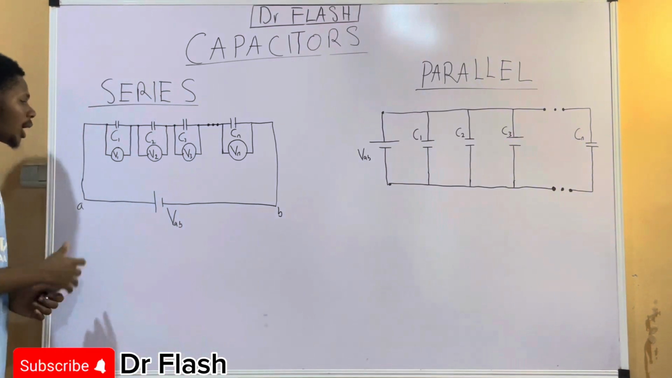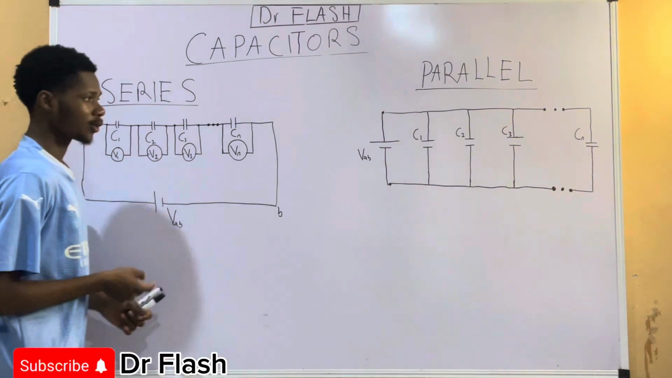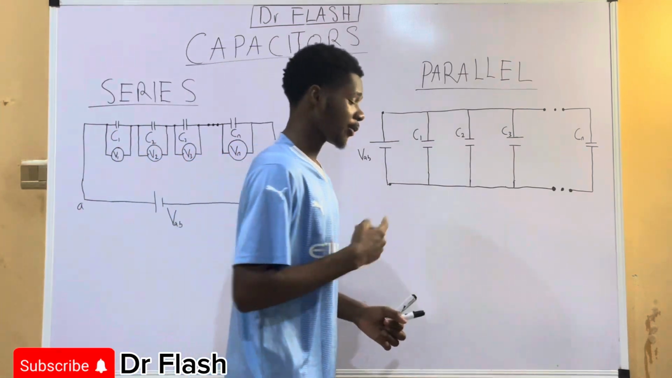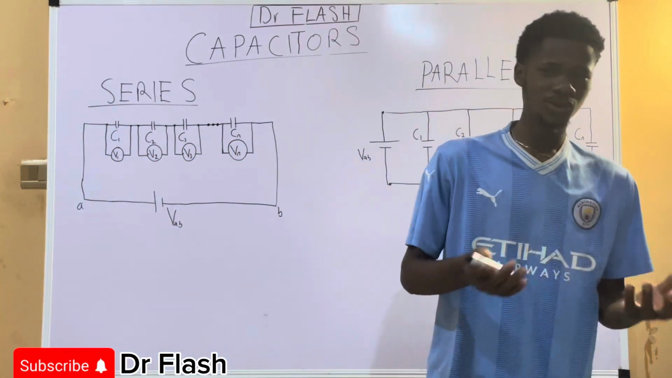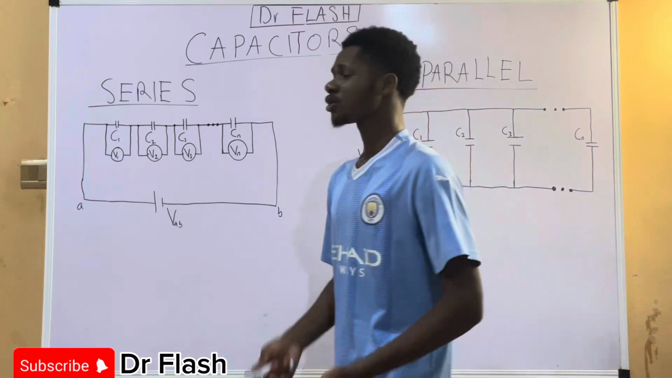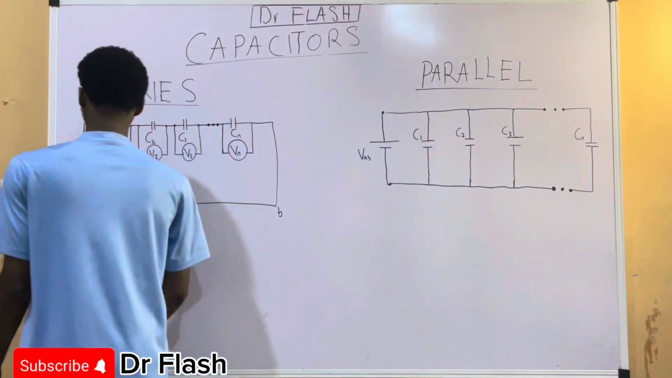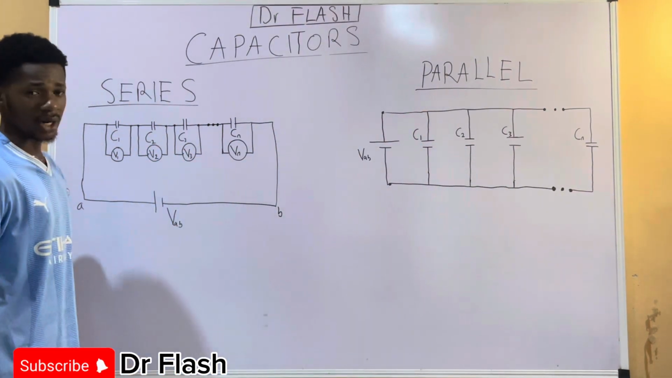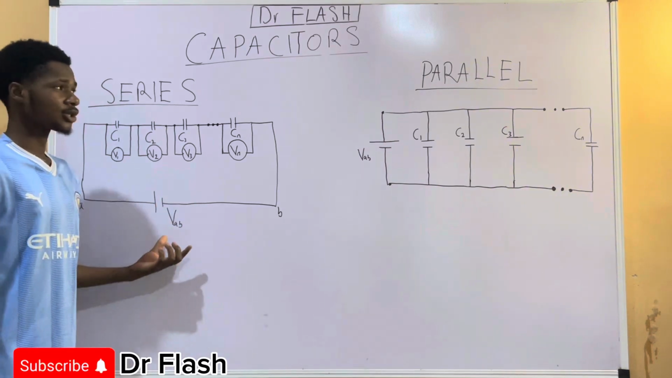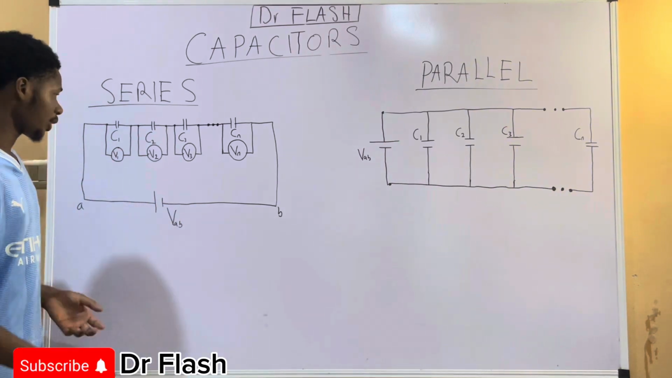Now, how then do we find the net capacitance for parallel and series connection, just like resistors? When resistors are arranged in series or parallel, we tend to add each of the values. Now, do we do the same thing for capacitors in series and parallel? We're going to find out.